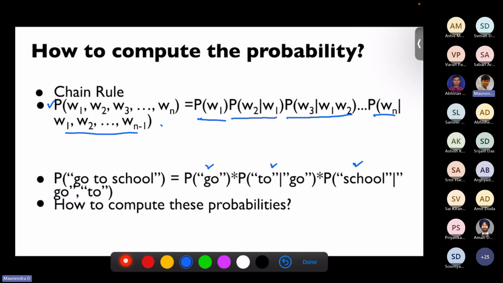Okay, so we saw how the two objectives can be connected. We saw that finding the entire probability of the sentence can be expressed using the chain rule, and given an example sentence, this is how we can factorize the probability. But the problem is that to find this probability, we need to know these numbers, right? So how to compute this probability?